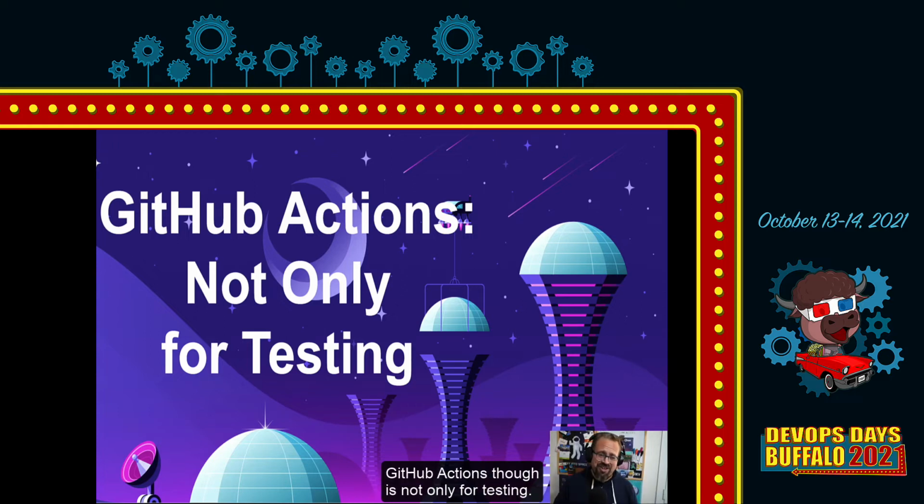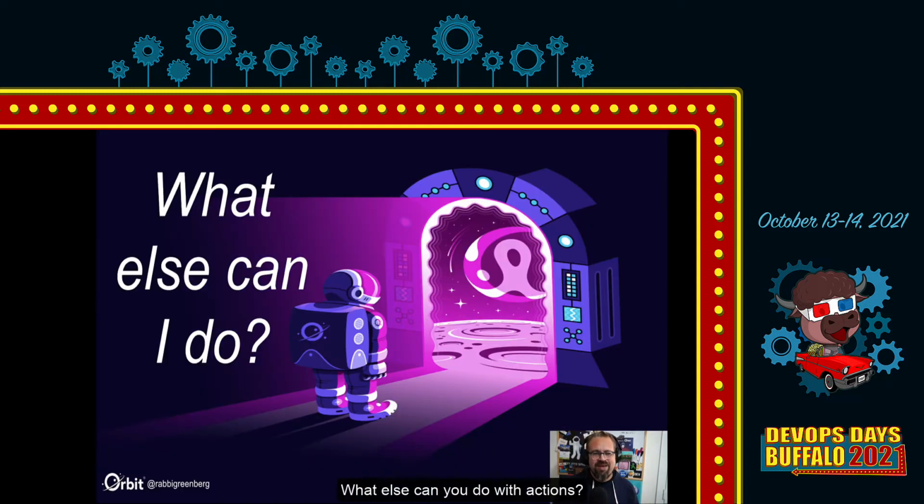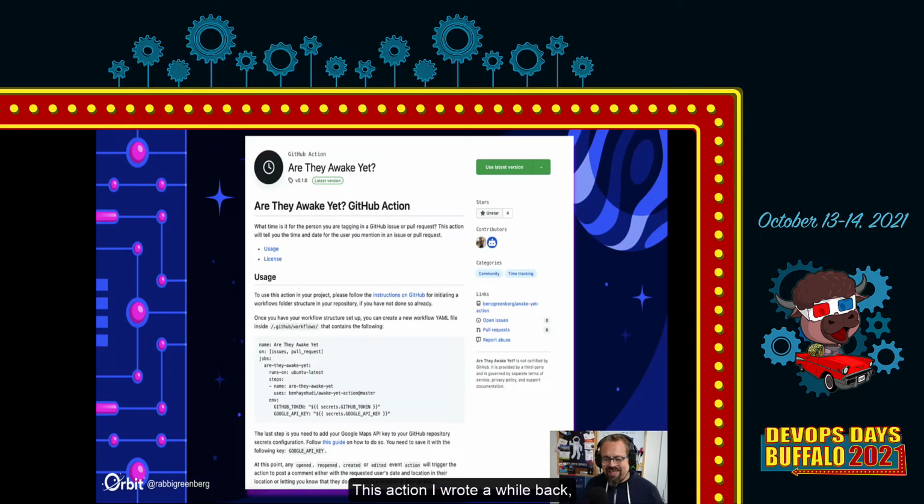GitHub Actions, though, is not only for testing. You could do a lot more with Actions that is not only about CI/CD. What else can you do with Actions? Well, I will show you. This action I wrote a while back. It's demonstrating how versatile GitHub Actions is by what is perhaps a bit of a far-fetched use case.